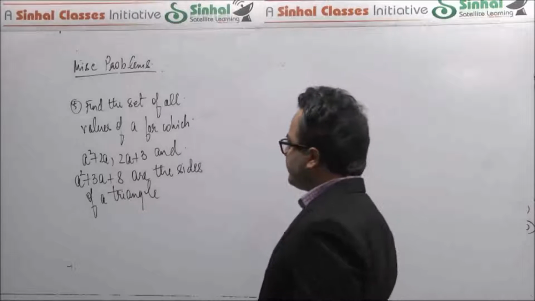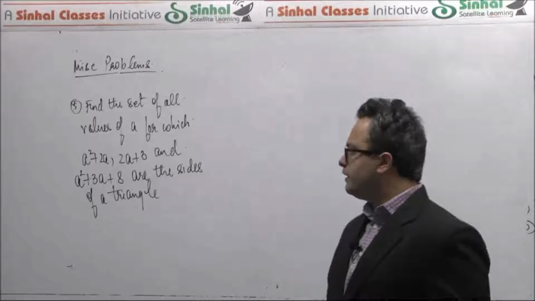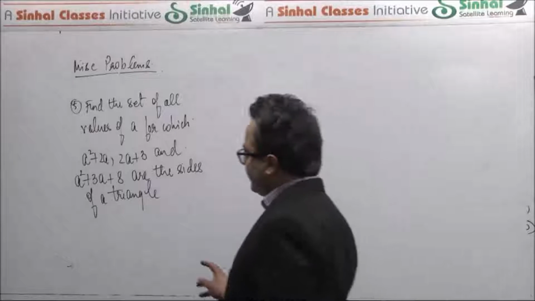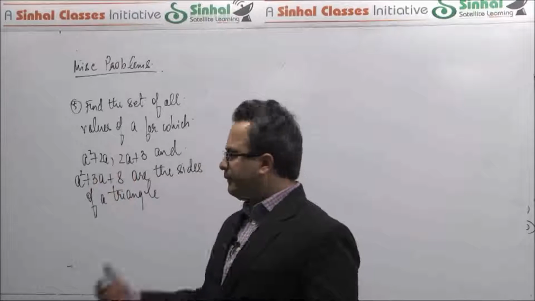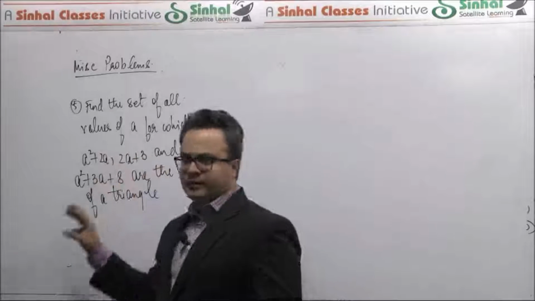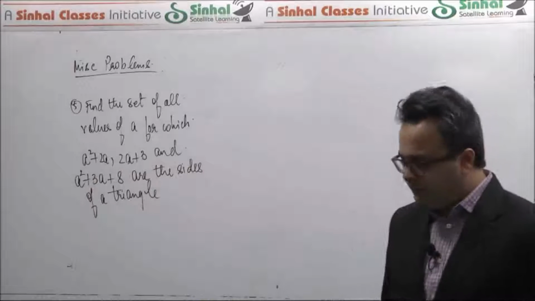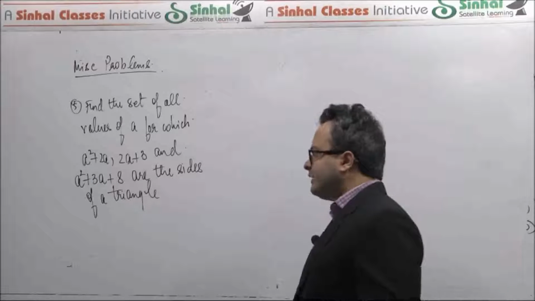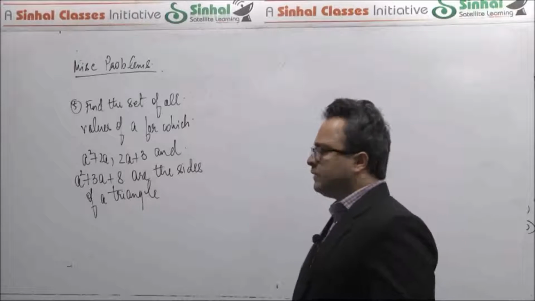So this again is an interesting problem. We have three expressions, three values: a square plus 2a, 2a plus 3, and a square plus 3a plus 8. And we want to consider those values of a for which these three values can possibly represent the sides of a triangle. So just think about this question for a minute. How can you come up with certain, obviously some kind of conditions and inequalities will have to be imposed, but how do we come up with those conditions?